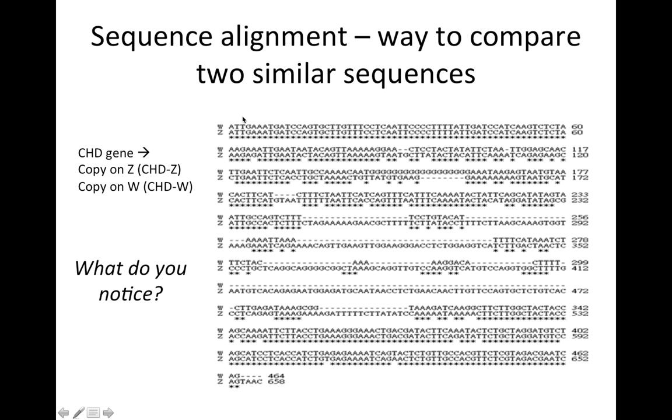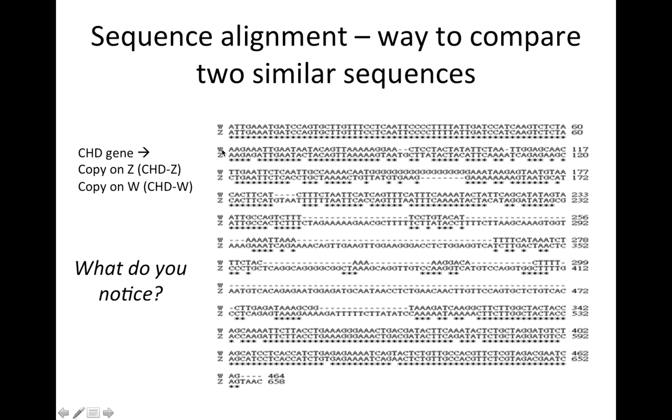Okay, so what we're looking at here, we see all these triplets of lines. So let's figure out what each one means. In each triplet of lines, the top line is a sequence from the W, and then the next line is a sequence from the Z. And then the next line gives us a sense of the level of identity. So if they're identical, then there'll be an asterisk. So on this top line, all 60 nucleotides are identical. And so we see star, star, star, star, star, star, star, star, star.